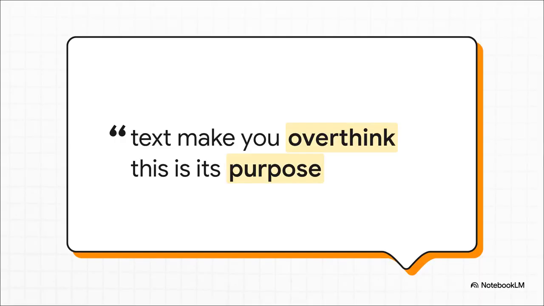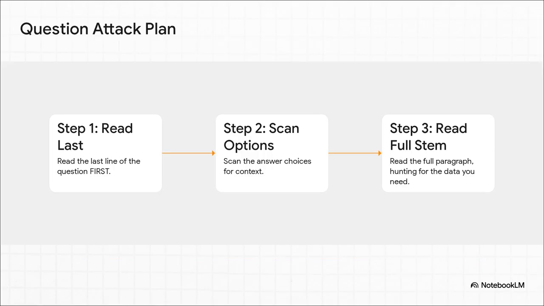And listen to this. This is a direct quote from a test taker, and it just hits the nail on the head. That huge wall of text in the question, it isn't just there to give you facts. A lot of the time, its purpose is literally to make you overthink, to send you down a rabbit hole before you even know what you're being asked. So the trick is to completely flip your approach. You've got to reverse engineer the question.